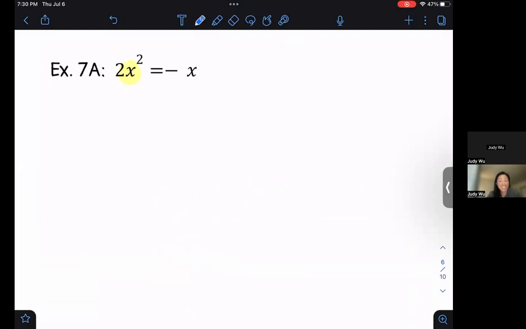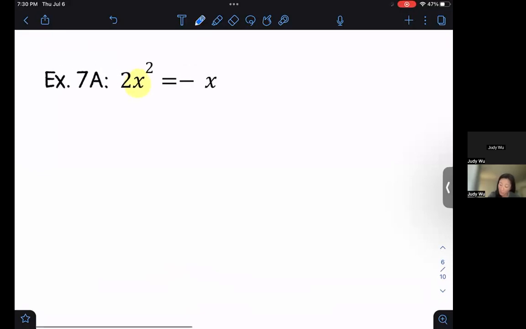What I'm about to say is really, really important, okay? Do not divide both sides by x. If you divide both sides by x, I'm going to know you haven't watched the video, okay? Instead, here's what we're going to do. For all quadratics, our idea should be move everything to one side, set it equal to 0. So 2x squared plus x equals 0. Okay. If this is your first step, I know you watched the video.